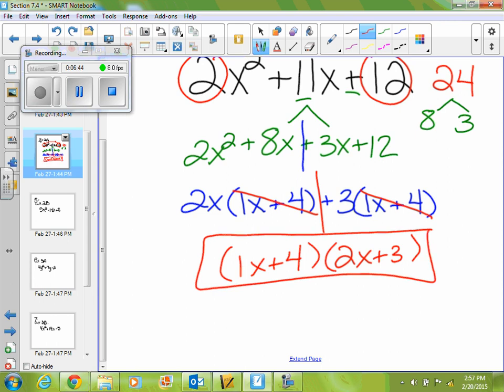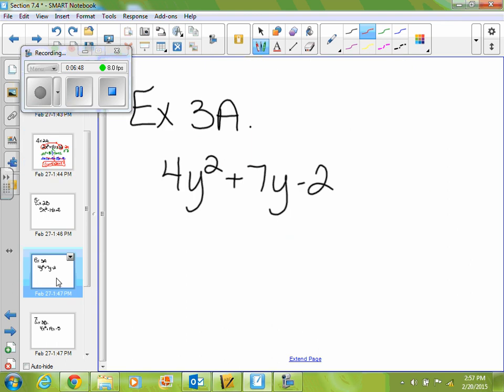Make sense? We're still following? Alright, so let's look at 3a then. I'm given 4y squared plus 7y minus 2. Kalani, what's my first step? 2 times 4. Okay. So 4 times 2 is 8. We'll ignore the negative, sorry.